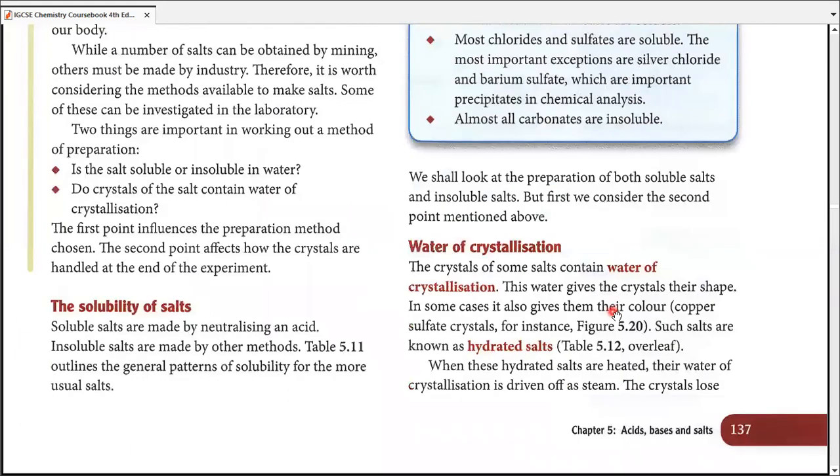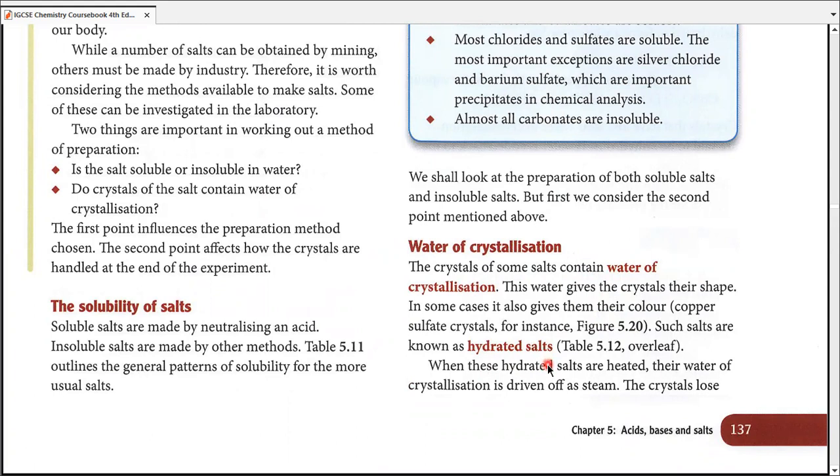Let's first define it. There are crystals of some salts which contain water of crystallization. This water gives the crystal their shape. In some cases, it also gives them their color. Copper sulfate, for instance. We call them hydrated salts. Actually, water is a part of the salt.